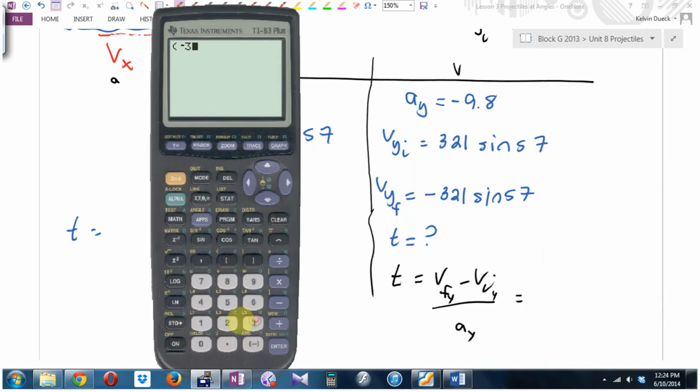Bracket, negative 321 sine 57 minus 321 sine 57, divided by negative 9.8. Did I miss a bracket? I missed a bracket. Mr. Dueck, you need a close bracket there, divided by negative 9.8. Open brackets, close bracket, open bracket, close, yeah, that works. You get 54.94. It's in the air for almost a full minute.